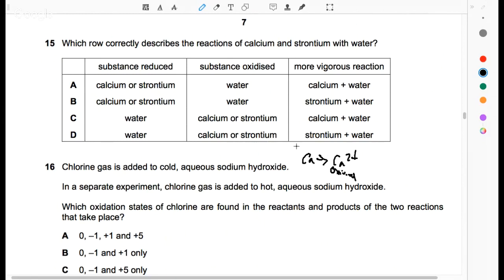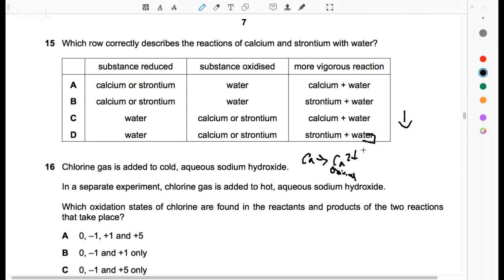The oxidized substance will be the one which loses electrons and increases its oxidation number. This reaction, as you go down the group, gets closer. It's D.